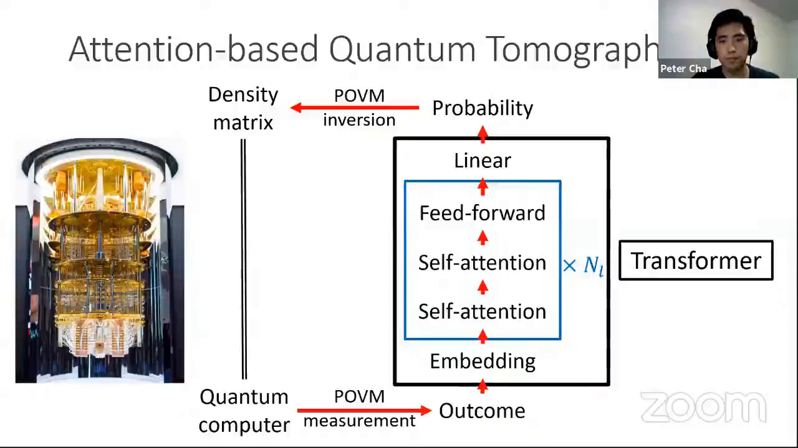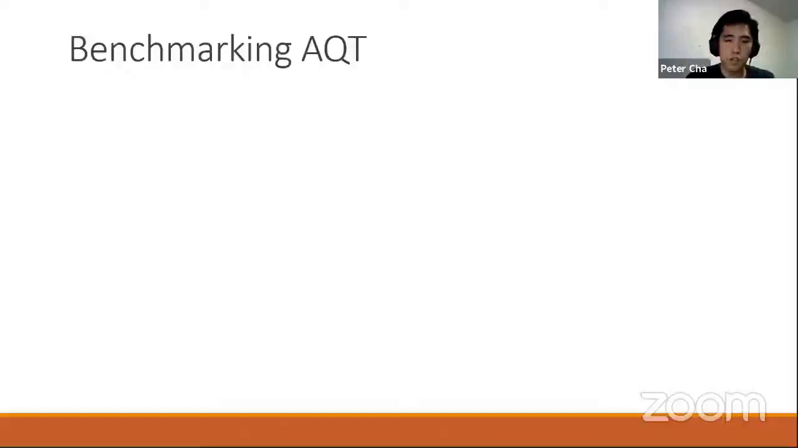And so now we can move on to some results. We'll begin by benchmarking AQT against prior machine learning approaches. In this problem, we'll assign the AQT the task of learning the GHZ state, which is a state where the qubits are in a superposition of either being all up or all down.